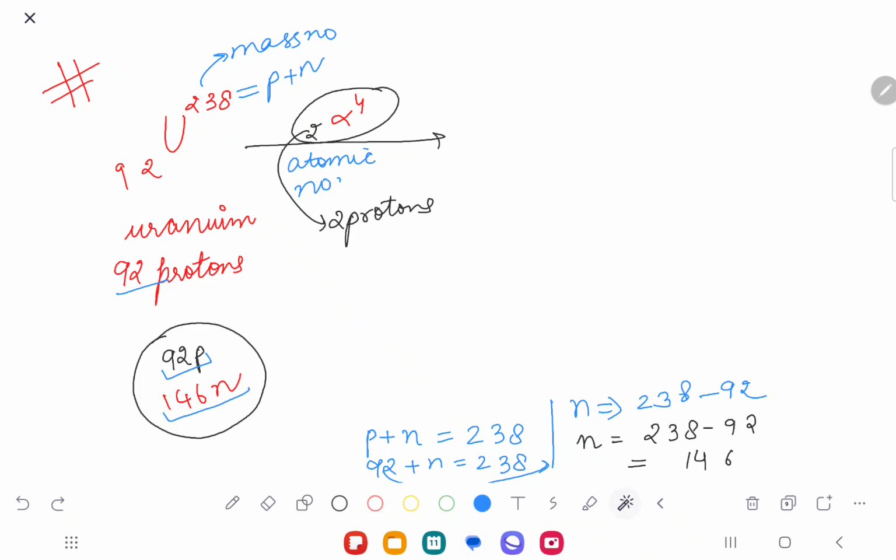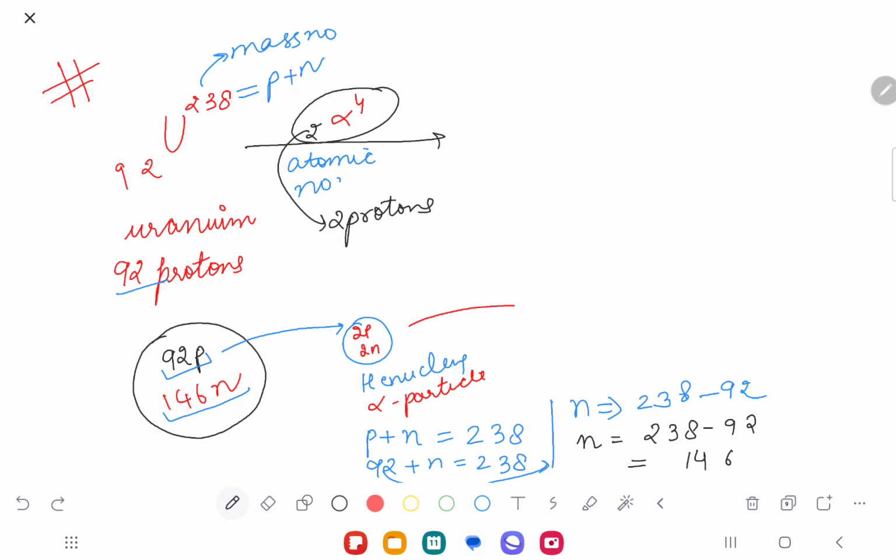With 92 protons and 146 neutrons, what is it going to do? Tell me. It is going to release two protons. Exactly. It has to get rid of them in the form of a helium nucleus. And what is a helium nucleus? An alpha particle, because of the two protons and two neutrons. So two protons and two neutrons come out of it.